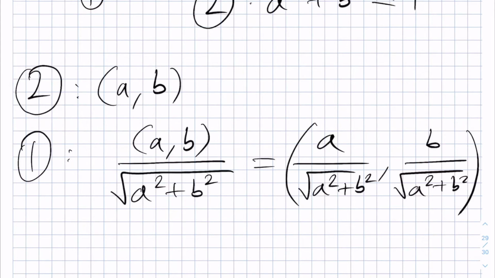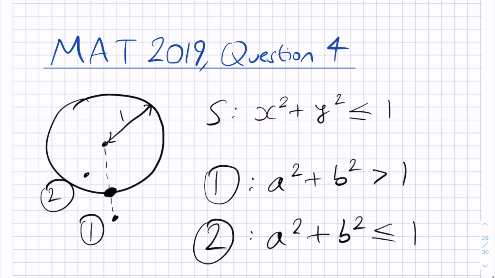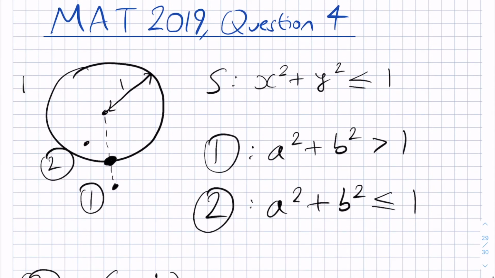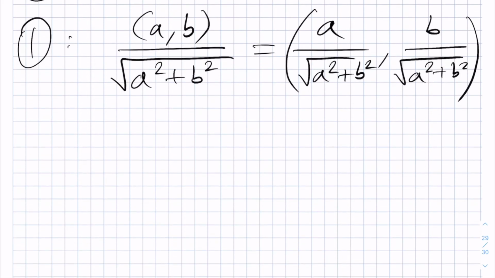Therefore, this is the answer for the unique point of S that is closest to AB in the case of 1, which is a squared plus b squared is strictly greater than 1, i.e. AB is outside of this disk. This was part 1, and next we can discuss part 2.